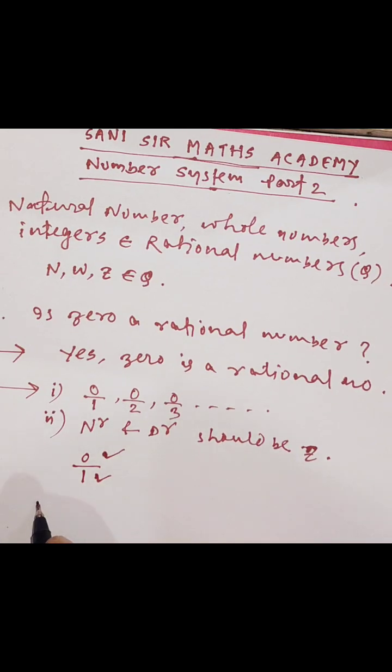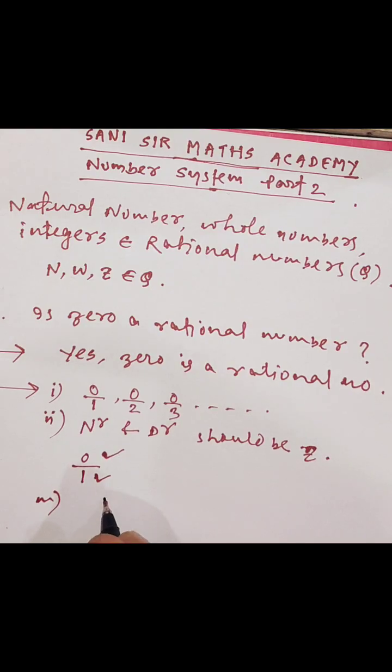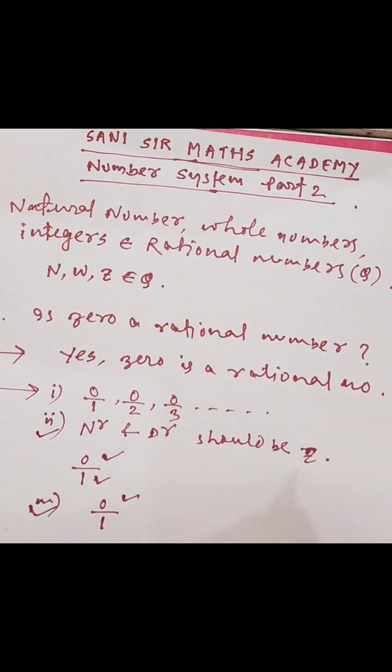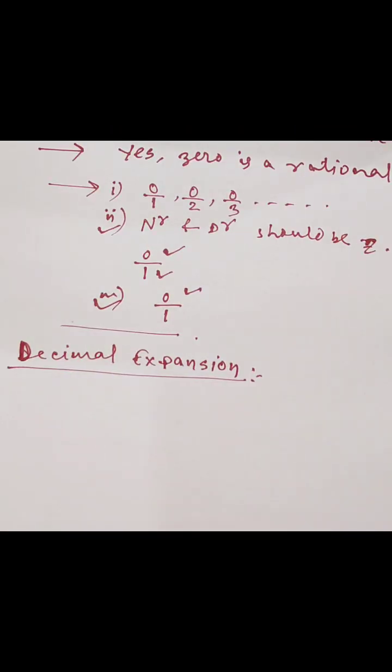Now the final condition was that the denominator can't be 0. So if I write 0 by 1, here the numerator is 0, not the denominator. Our denominator is 1. So the third condition is also satisfied. So we can say 0 is a rational number. After that, to know rational numbers in detail, we must know the decimal expansion.